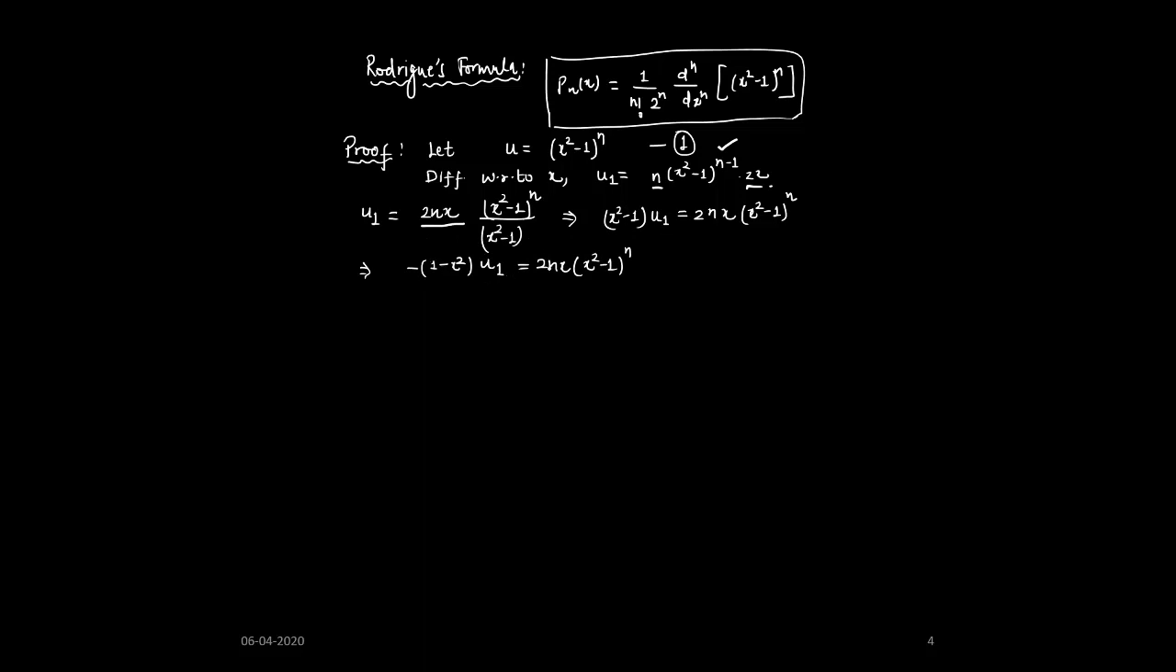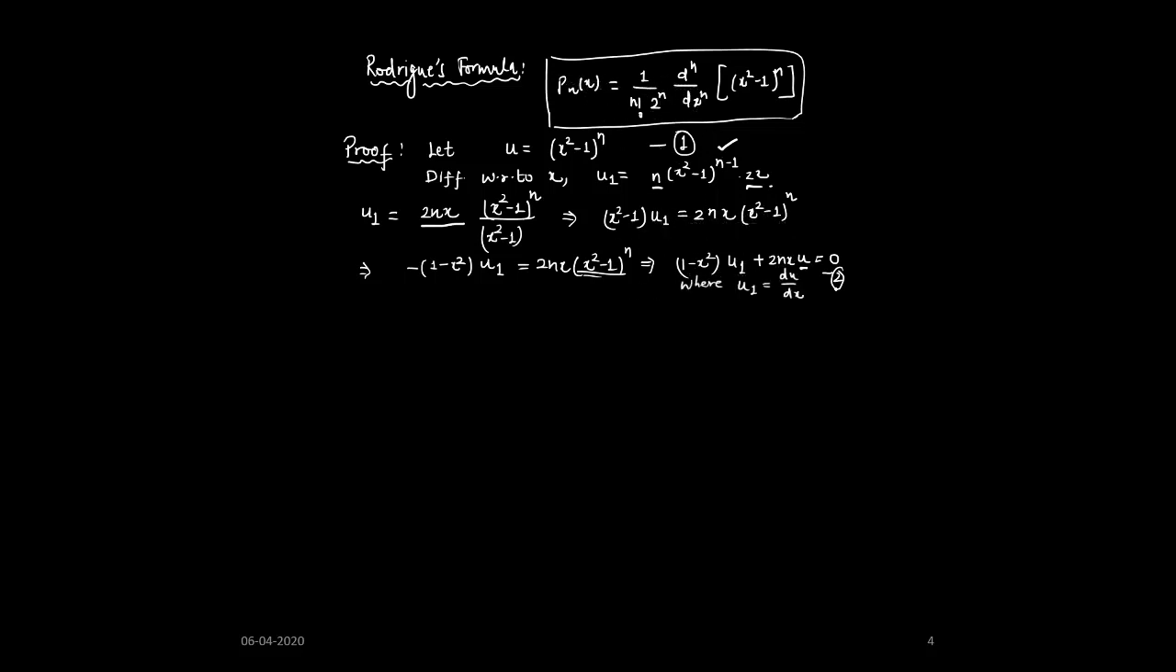Now I can write (x square minus 1) as minus of (1 minus x square), so minus (1 minus x square) u1 plus 2nx u, and this equals 0. I have taken this term to the right hand side. So we get (1 minus x square) u1 plus 2nx times (x square minus 1) raised to power n, which I have written as u from equation 1, and this equals 0. Let's say this is equation number 2.